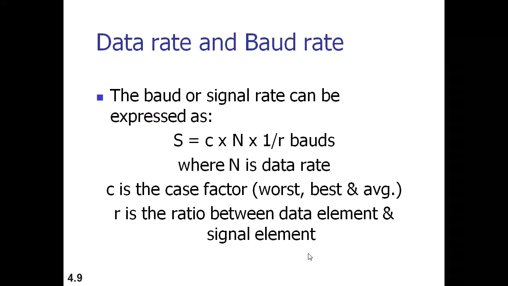So, data rate and baud rate. The baud or signal rate can be expressed as capital S is equal to c into N into 1 by r baud, where N is the data rate, small c is the case factor, which can be worst, best, or average, and small r is the ratio between data element and signal element.